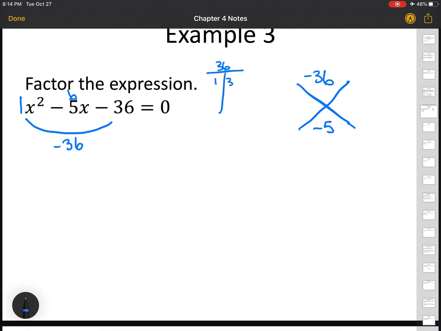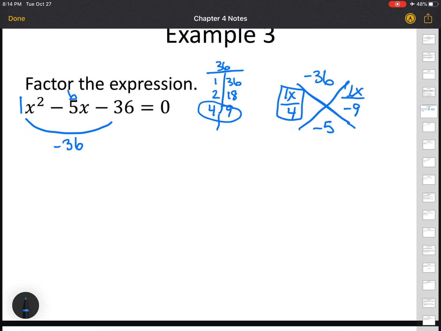So I know 1 and 36, 2 and 18, and then 4 and 9. But I can immediately stop because 4 and 9 can help me make a negative 5 if I use 4 minus 9. That added together makes negative 5. And also if you multiply 4 and negative 9 together, you get negative 36. Then on top, my a was 1, so I'm putting a 1 on top and attaching an x to it.